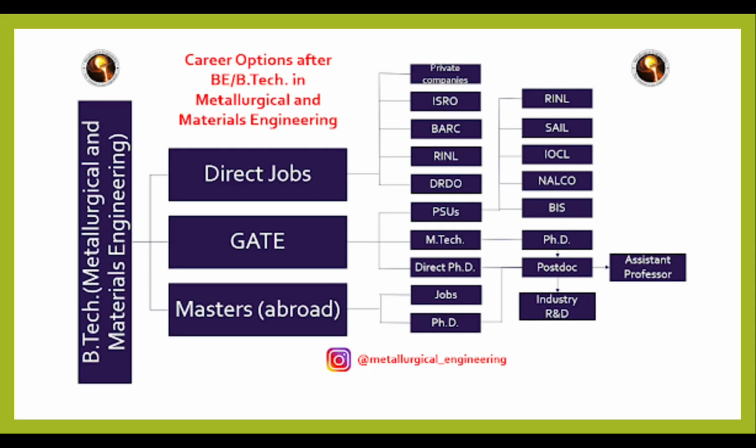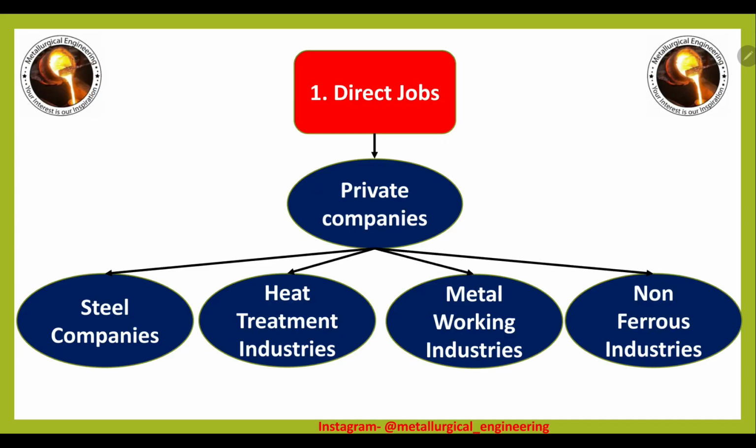Now I'll come to the options you have. After getting a bachelor's degree in metallurgical and materials engineering, you have three options. Either you go for direct jobs, or you crack the GATE exam and then some opportunities open, or you go for a master's abroad, or even in India. These are the three options if you are interested in staying in the core field. Now I will discuss them one by one.